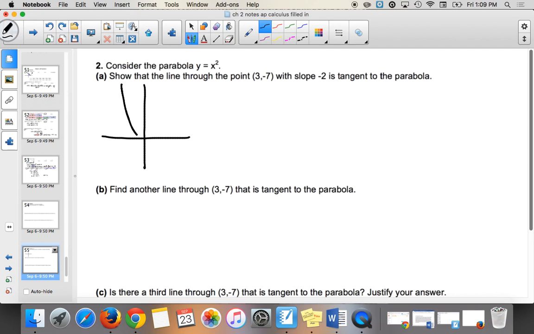So if I have y equals x squared, and it says show that the line through the point 3, negative 7 with a slope of negative 2 is tangent to that parabola. So 3, negative 7 is not a point that's on this parabola. You guys agree? 3, 9 is on the parabola. So 3, negative 7 is somewhere down here.